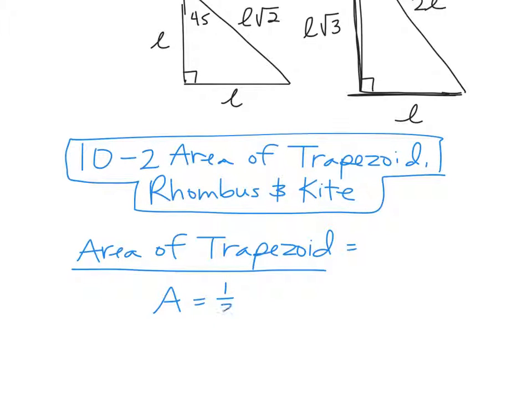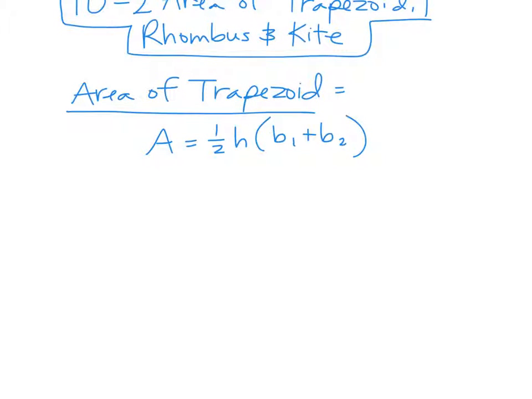So for the formula for area of a trapezoid, you are doing 1/2 times the height times the sum of your two bases. So base 1 plus base 2. That's the formula that you're going to use if your trapezoid looks something like this.